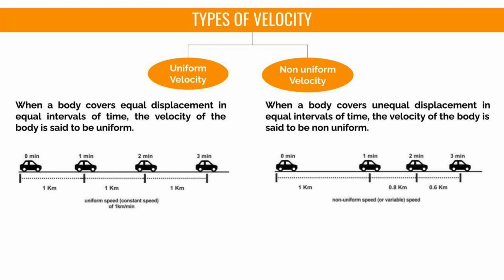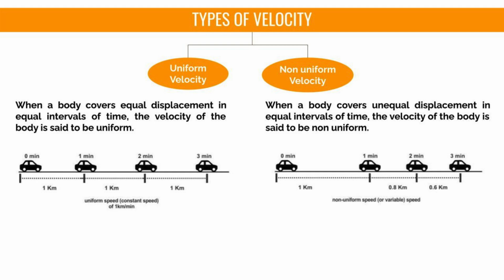Now what if, in the first minute the car covers 1 kilometer? In the second minute it covers 0.8 kilometers. In the third minute it covers 0.6 kilometers. Now the displacement is changing. This means velocity is changing. So this is called non-uniform velocity.